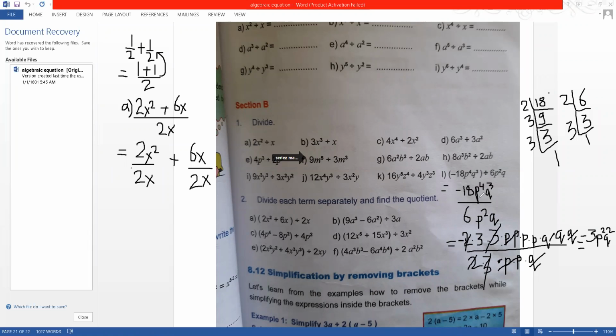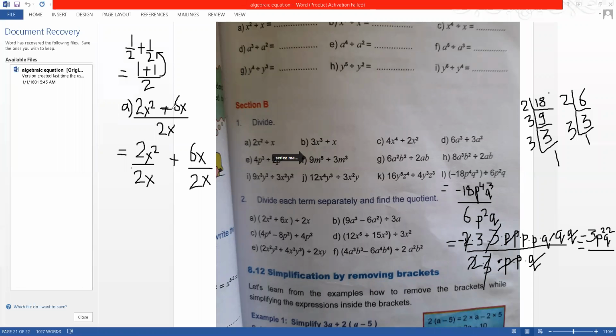I'm expanding 18, expanding p to the power 4 and q to the power 3, and I'm cutting it with the denominator, whatever I can cut. And after that, whatever answer I get, I'm writing it here. Doing the same thing. And here also, I'm trying to teach you how to. There is a slight difference here.